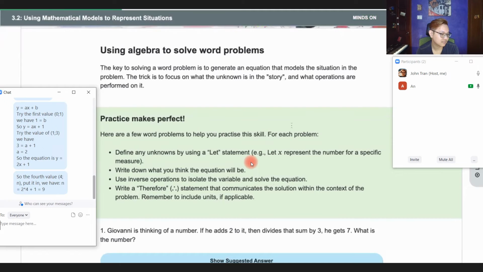So this is using algebra to solve word problems. The key to solving a word problem is to generate an equation that models the situation in the problem. The trick is to focus on what the unknown is in the story and what operations are performed on it. Exactly, you have to understand the situation and understand which one is what in order to form that equation. A lot of the time people get it wrong, and so they made the equation wrong, so everything's wrong from there. So you have to be very careful. Read the question and understand the situation well, and so you can figure it out. Exactly.